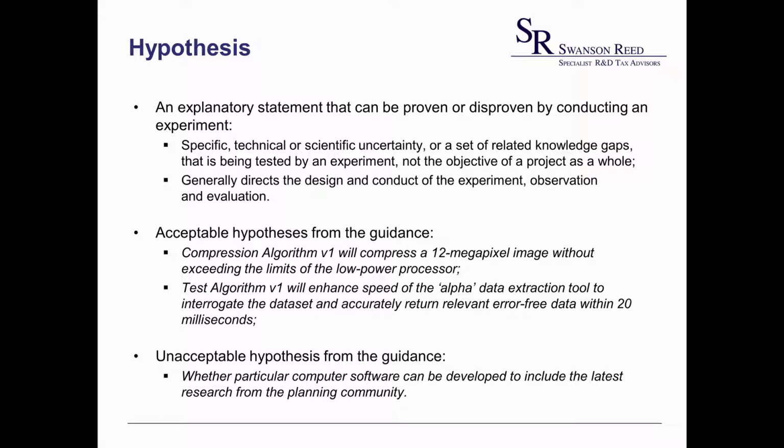First, let's look at the acceptable hypotheses. Compression algorithm version 1 will compress a 12 megapixel image without exceeding the limits of the low power processor. Test algorithm version 1 will enhance speed of the alpha data extraction tool to interrogate the dataset and accurately return relevant error-free data within 20 milliseconds. These both include specific technical variables and measurable goals that can be used to define the success or failure to prove the hypothesis. It is largely clear what is being developed and what the outcome should be.